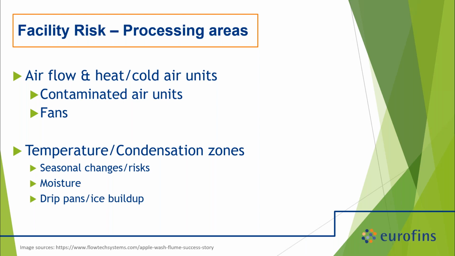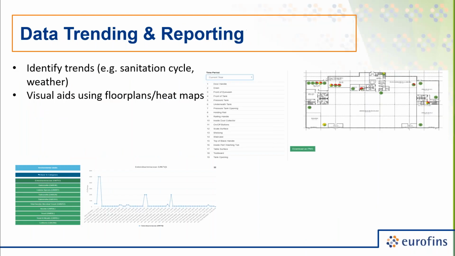Drip pans and ice buildup. We often don't think much about them. Well, we have a drip pan. The problem is that drip pan is catching liquid, and it can definitely allow for growth. Listeria can grow at very, very low temperatures also, so ice buildup and such isn't necessarily going to protect you.